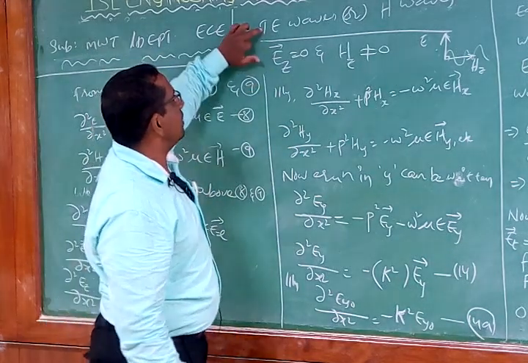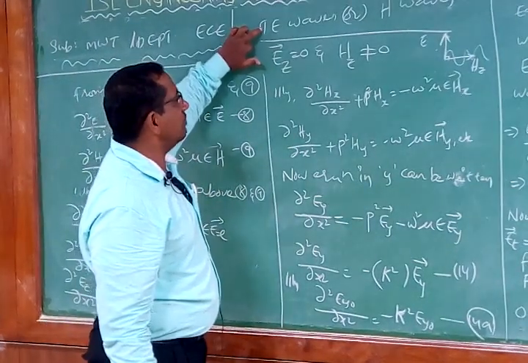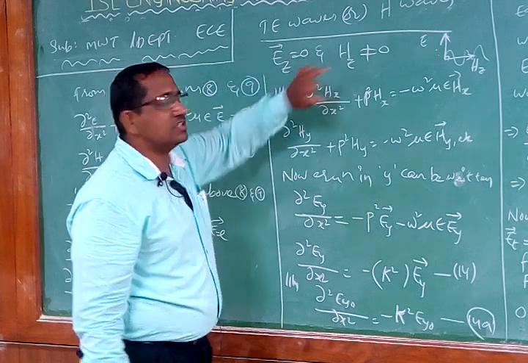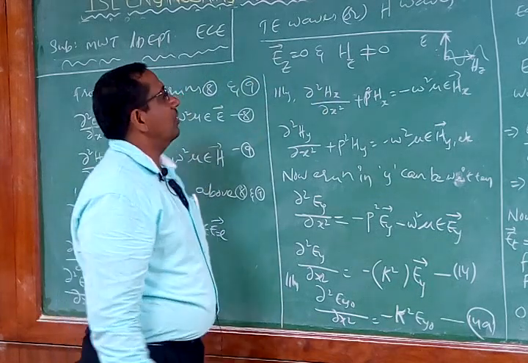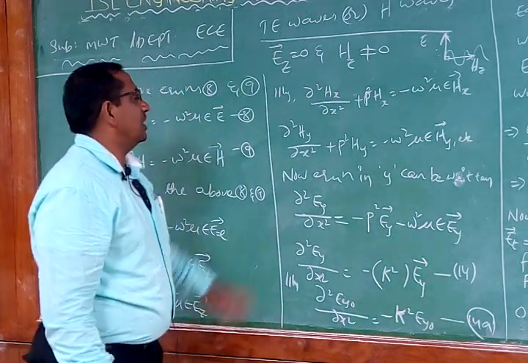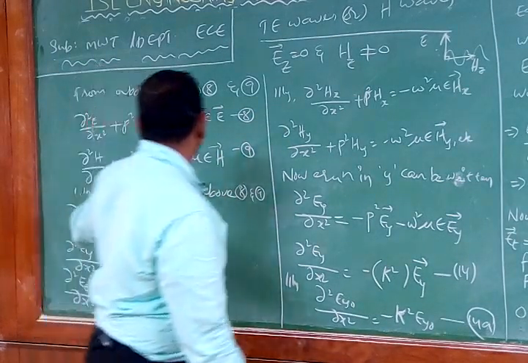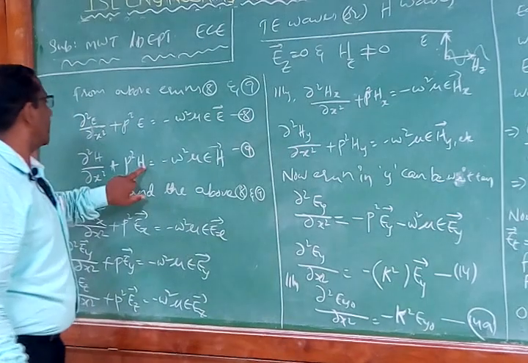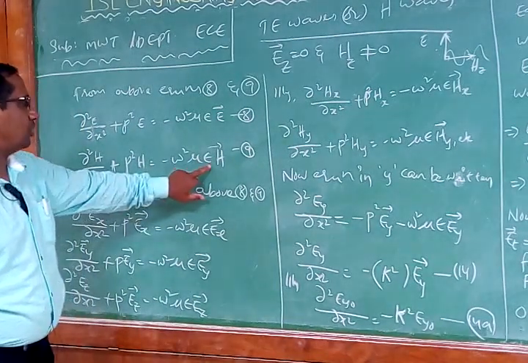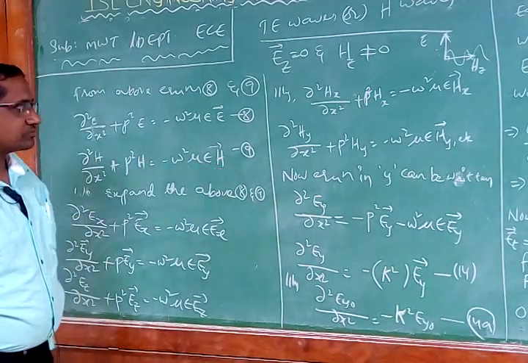So therefore in a TE mode, Ez is 0, Hz is not equal to 0. Okay, now we start with that particular thing. Now similar to the previous equation, we have ∂²H/∂x² plus p²H is equal to minus ω²με H.